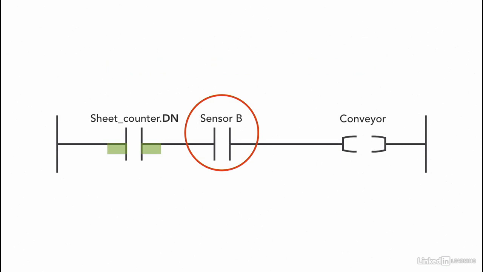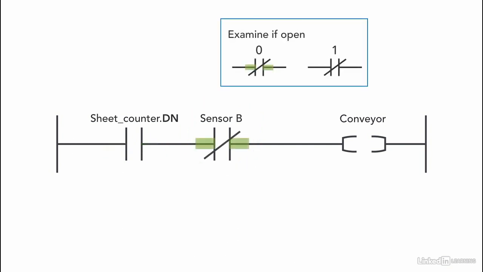In this case, once the counter is done counting and the bit is activated, the conveyor needs to start. But if we use XIC, then the XIC is not active yet because we're not in position B yet, and the memory address bit is 0, so the conveyor will not start in this case.